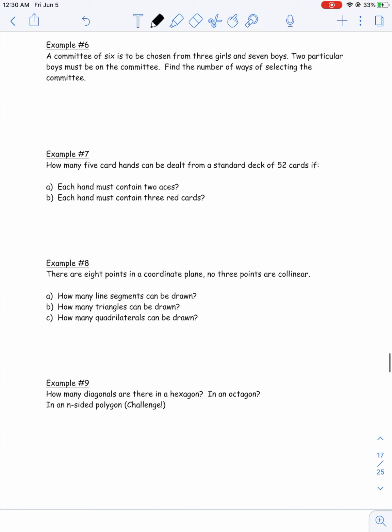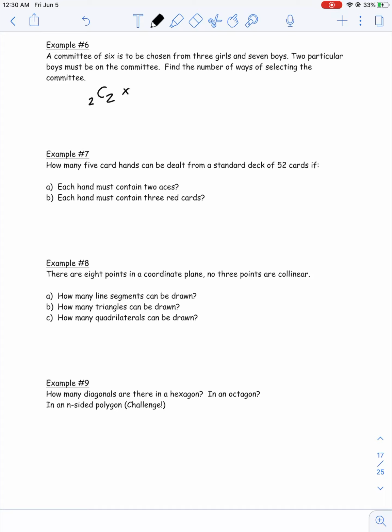Example number 6, it says a committee of 6 to be chosen from 3 girls and 7 boys. 2 particular boys must be on the committee. Find the number of ways of selecting the committee. So let's start by selecting the 2 particular boys that have to be on there. So there's 2 boys and they're on the committee, so I've selected them.